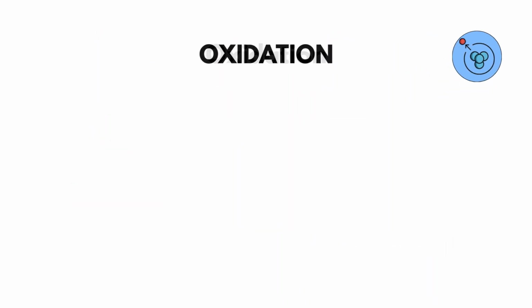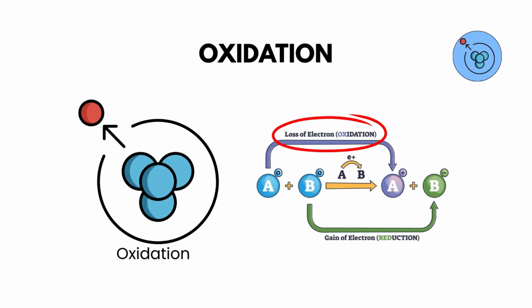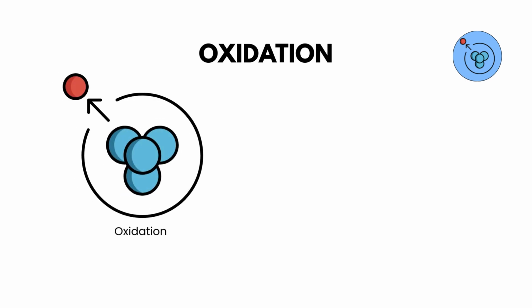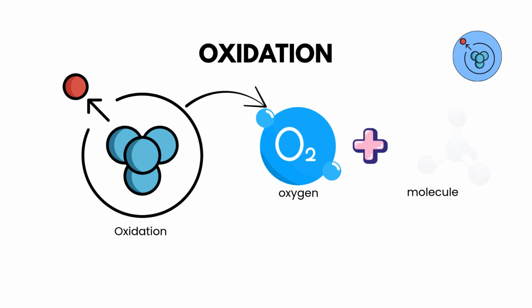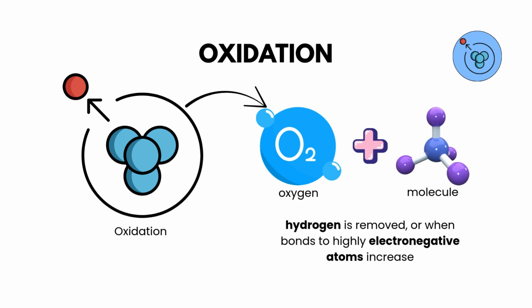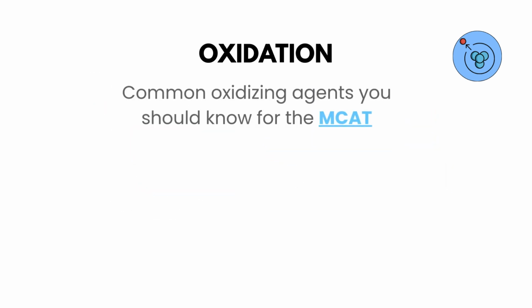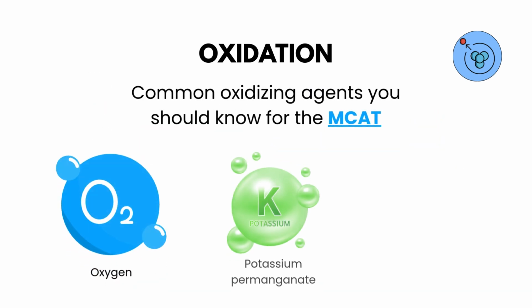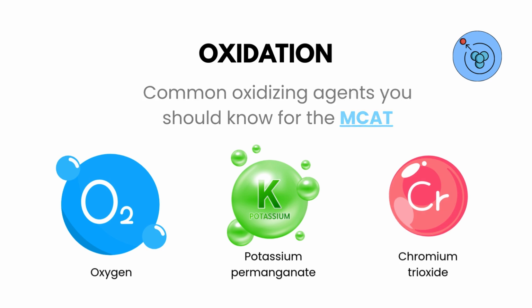Oxidation. Oxidation is the loss of electrons or an increase in oxidation state. One way to recognize oxidation is when oxygen is added to a molecule, hydrogen is removed, or when bonds to highly electronegative atoms increase. Common oxidizing agents you should know for the MCAT include oxygen, potassium permanganate, and chromium trioxide.